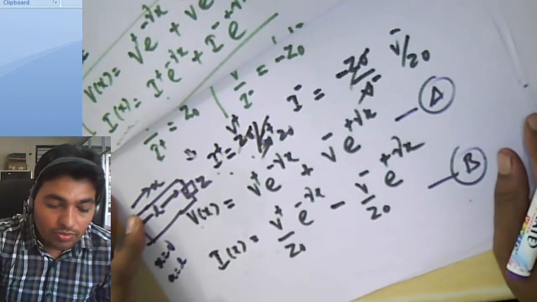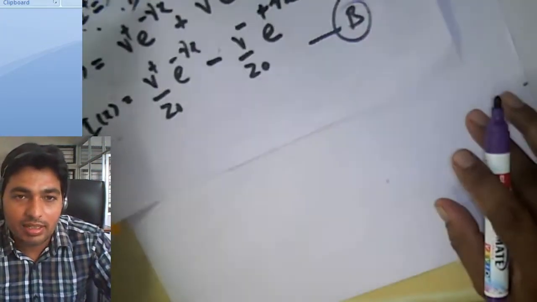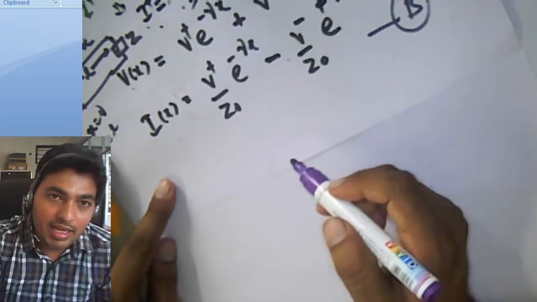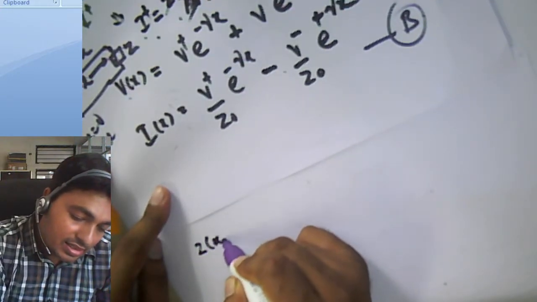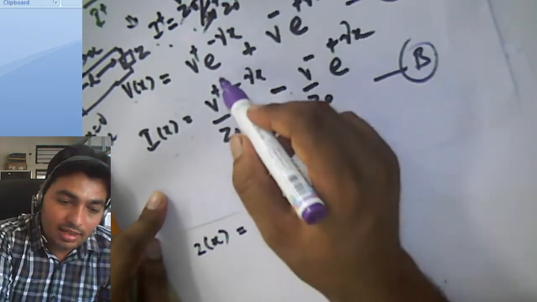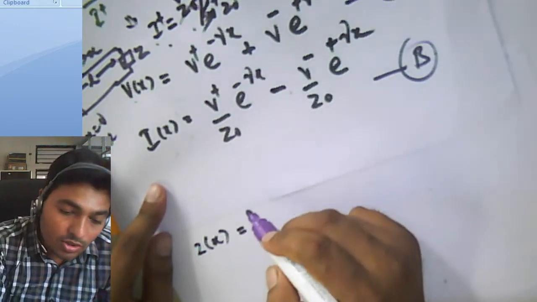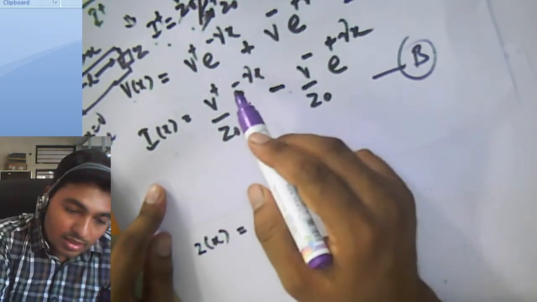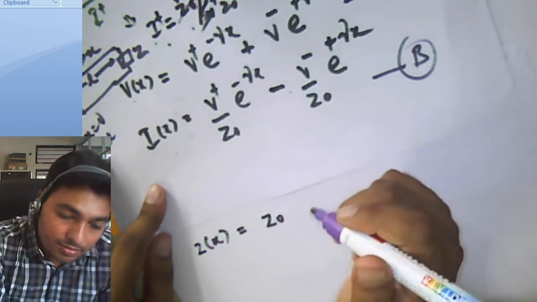So the ratio of Vx by Ix will represent the impedance at any point on a transmission line, and that will be equal to Zx, the impedance at any point on a transmission line. Now V plus by V plus will cancel out, so we'll have Z0, and this e raised to minus gamma x and e raised to minus gamma x will cancel out.